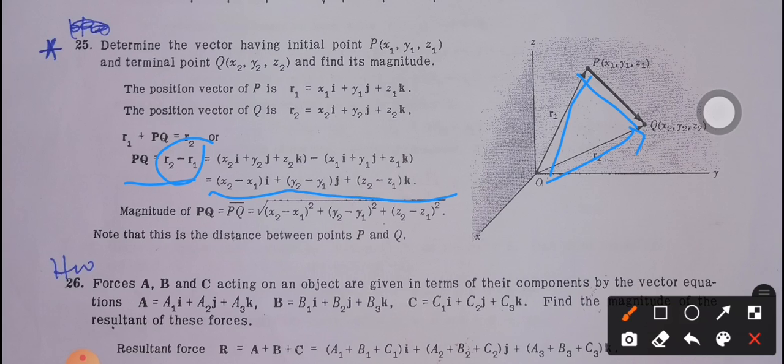So whenever we are given the initial point and the terminal point of any vector, we can find out a position vector corresponding to it. And how can we find out PQ? We have to subtract the initial point from the terminal point. Like you can see, x2 minus x1, y2 minus y1, z2 minus z1. So we subtract the initial point from the terminal point, and then we will get the corresponding position vector.